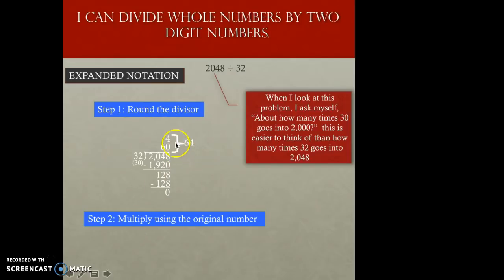So again, ladies and gentlemen, this is nothing different. It's just that this number is bigger, so we want to round it so that we can work with an easier number before we actually do the exact multiplying with the original number.